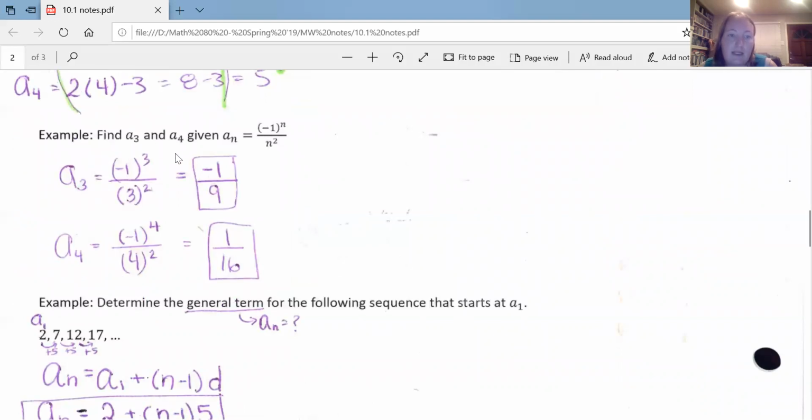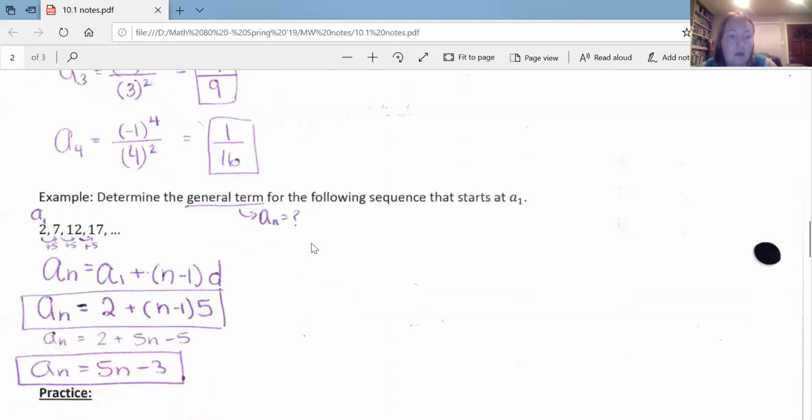Find a sub 3 and a sub 4 for this example. Again, just plugging it in for the n's. This was just to review some rules of exponents. -1 to a third would be -1, 3 squared would be 9, a negative to a positive, however, would be positive, and 4 squared is 16.